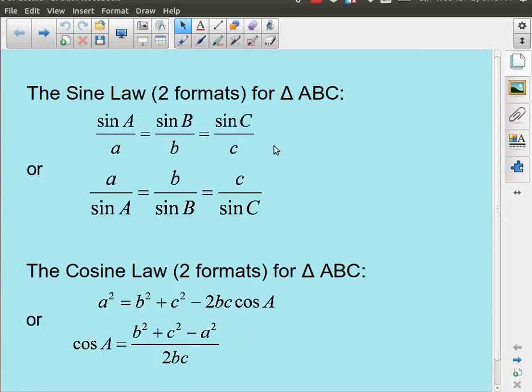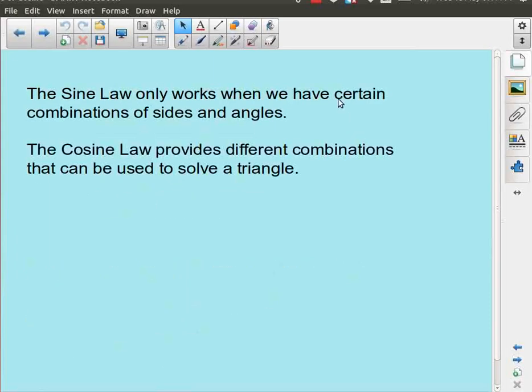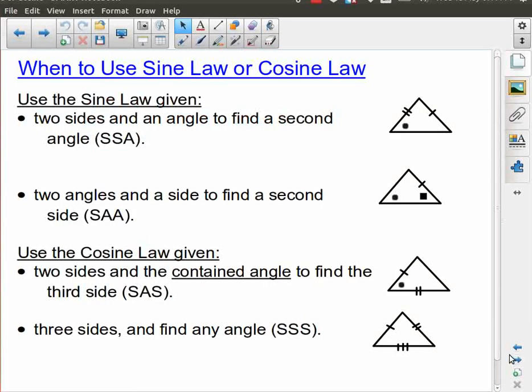What matters for both sine law and cosine law today is going to be what do I have available to work with, and then from that, how can I use that information to find an unknown. So it turns out that both the sine law and cosine law have limitations based on the information that you have available. The sine law will only work if you have particular combinations of different sides and angles, and the cosine law, same limitations, different combinations of sides and angles. I'm going to start with a summary of those.